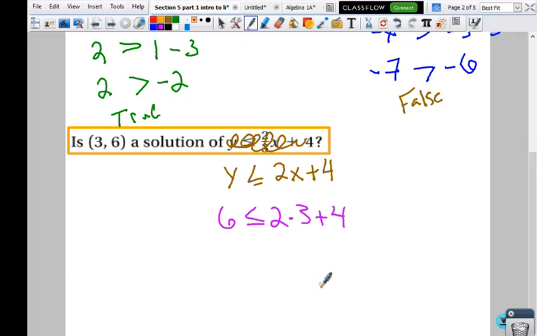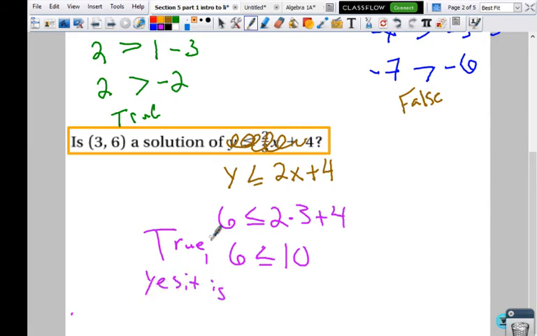So Kyle, 2 times 3 is? 6. And then plus 4 is? 10. So 2 times 3 is 6, plus 4 is 10. I get 6 is less than or equal to 10. Dylan, is that true? Is 6 less than 10? True. So I'm going to say true. And because it's true, it is a solution. You can either believe your answer is true, or you could say yes it is.